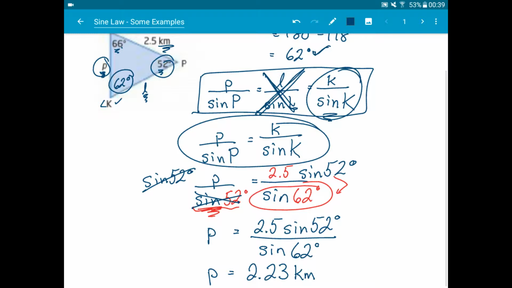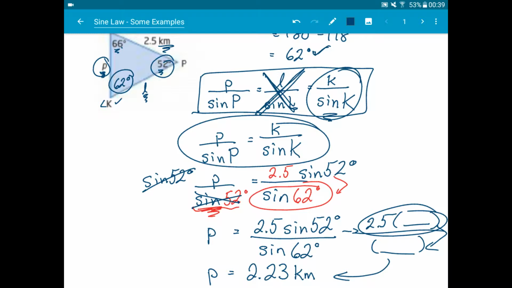That left us that expression, which we just evaluated in our calculator. Again, you could do this as 2.5 times whatever that number is, divided by that number. Then put these together and do the division. You would have ended up with the same number. So that's how you find a missing side.